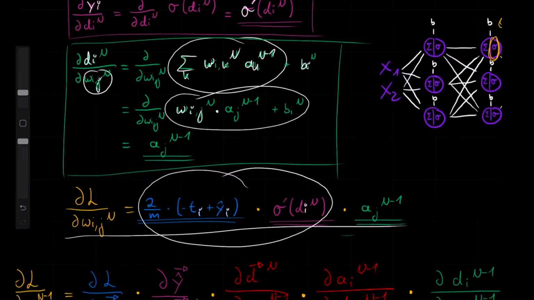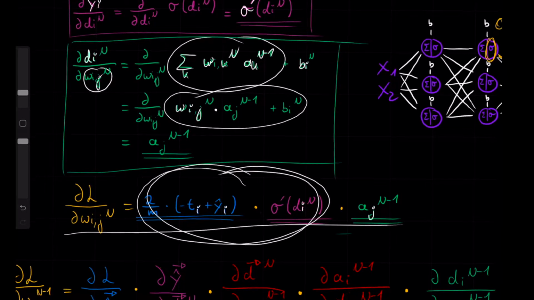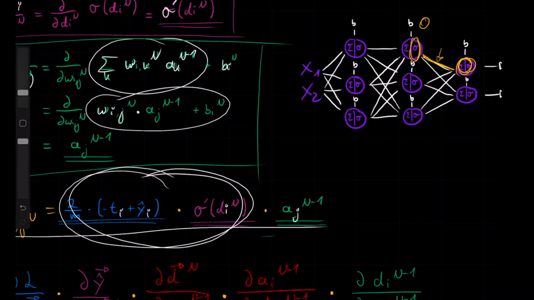And if you remember, the j refers to the neuron where our weight comes from. And that means we can reuse this part. And if we then plug in different activations, so different j's coming from different neurons, then we get the partial derivative with respect to the different weights.